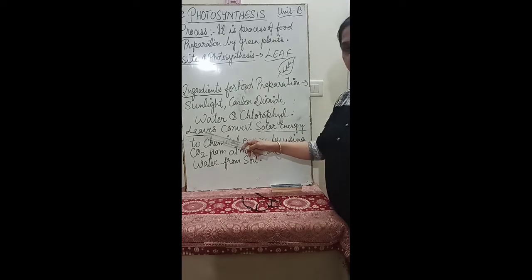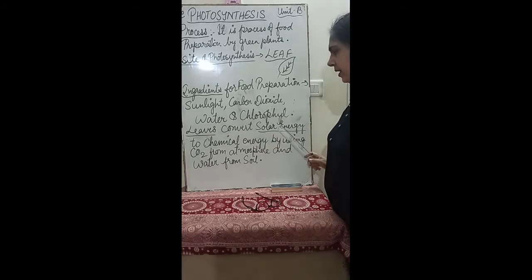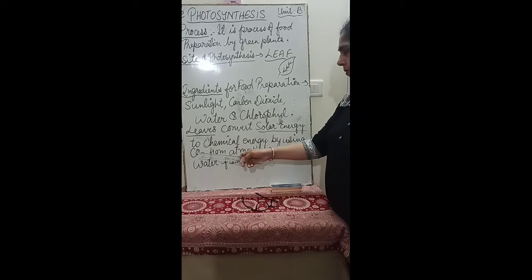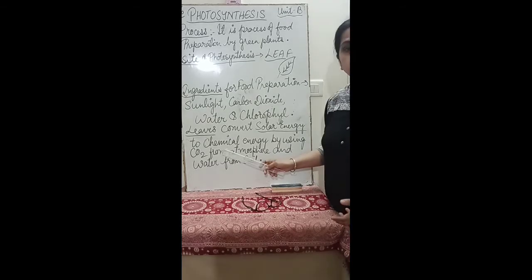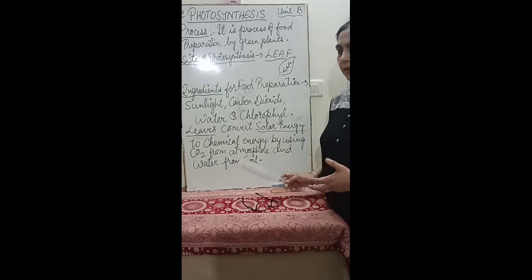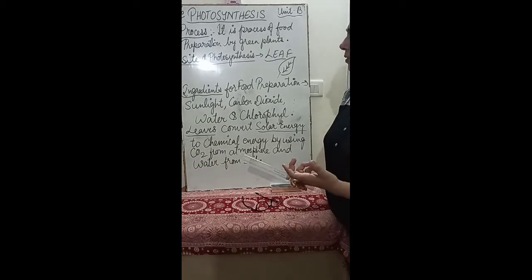Now the leaves are called the food factories. The leaves convert solar energy. From where do they get solar energy? From the sun. So the leaves convert solar energy to chemical energy by using carbon dioxide from the atmosphere and water from the soil.